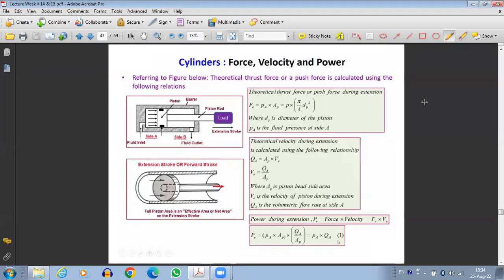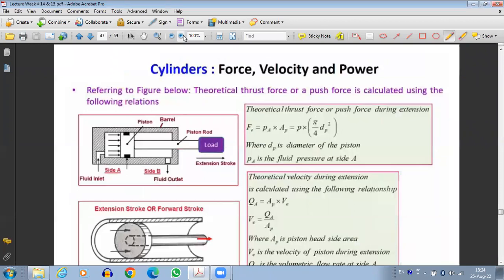Okay, so now in today's lecture, it's going to be a comparatively short lecture, and our objective would be to try to solve some of the problems related to the hydraulic fluid power systems that we studied. So before moving towards problem solving, let's first see some of the formulas associated with it.